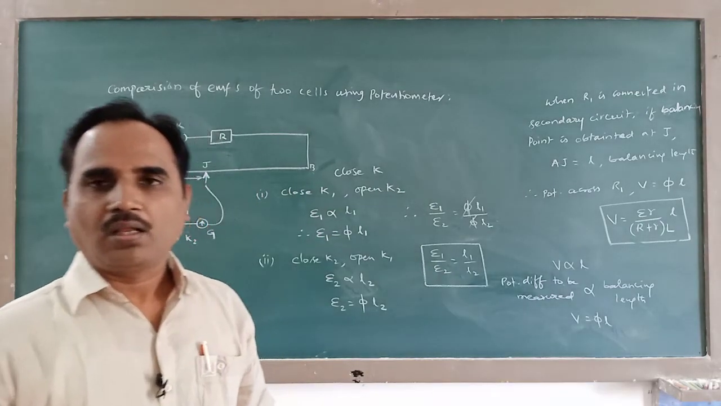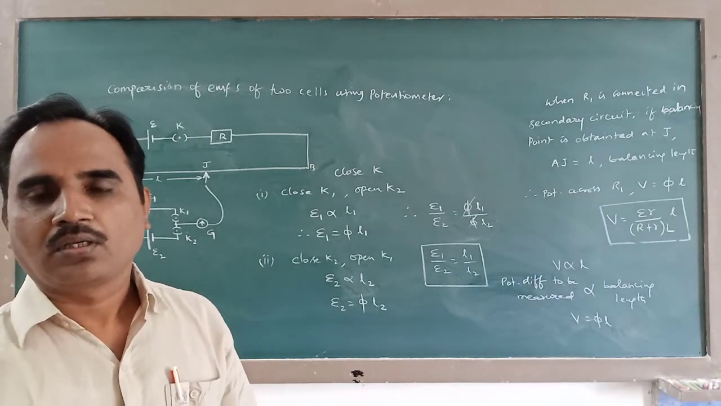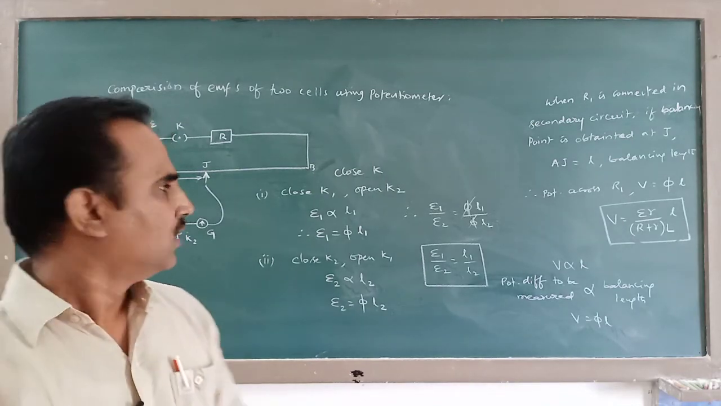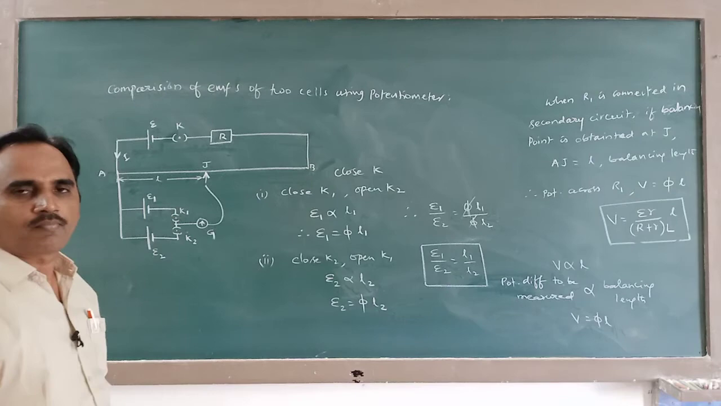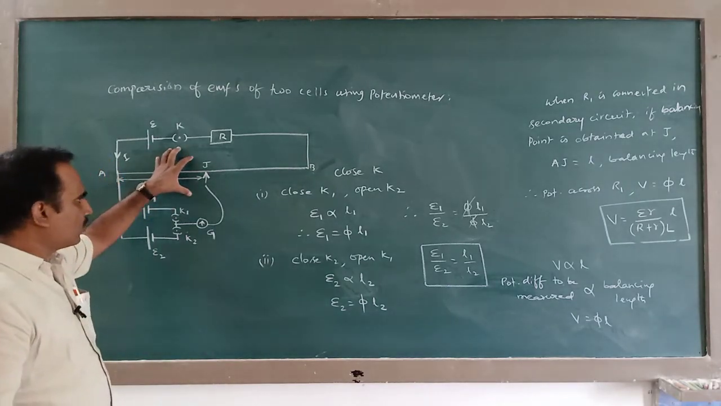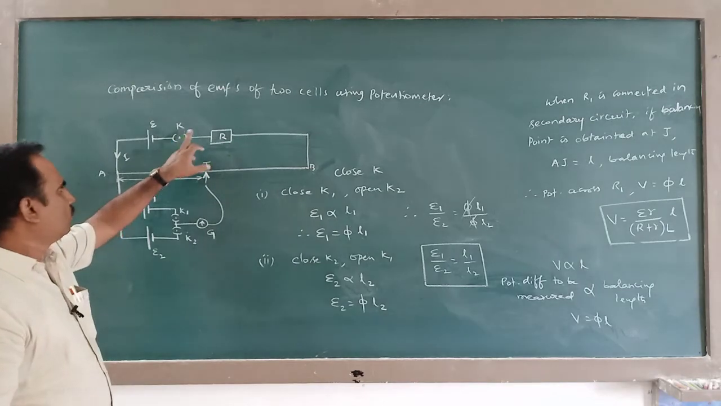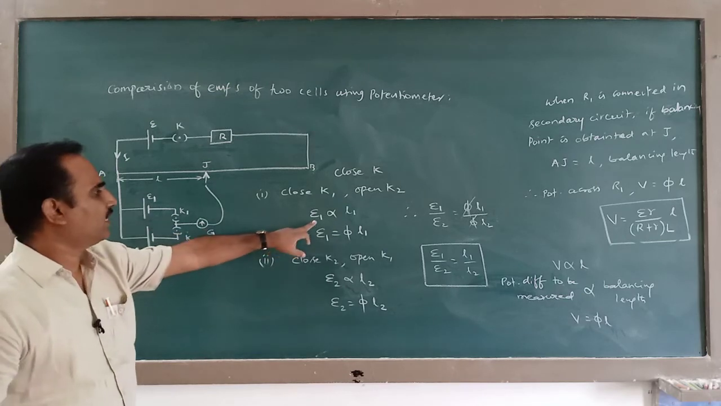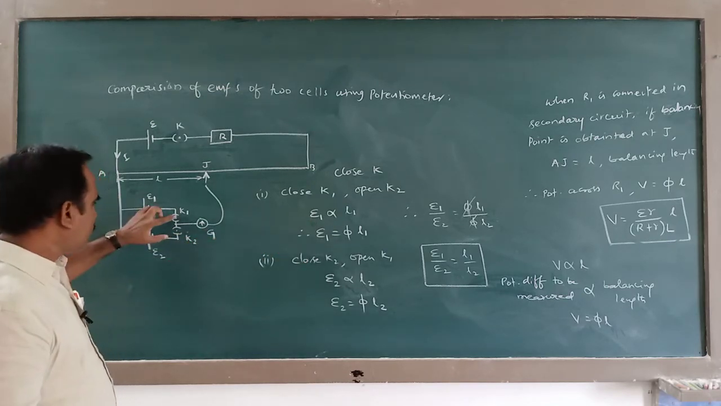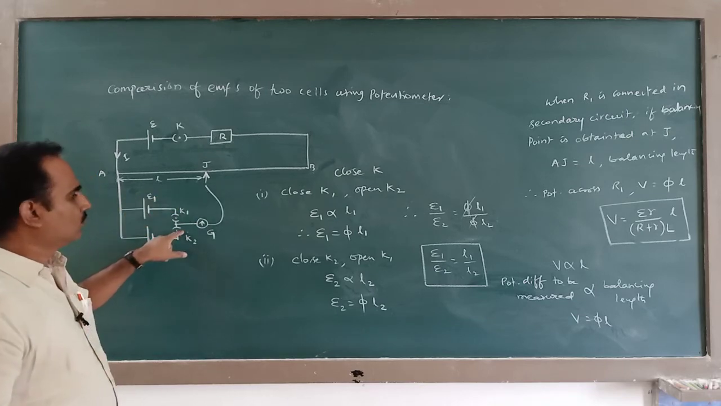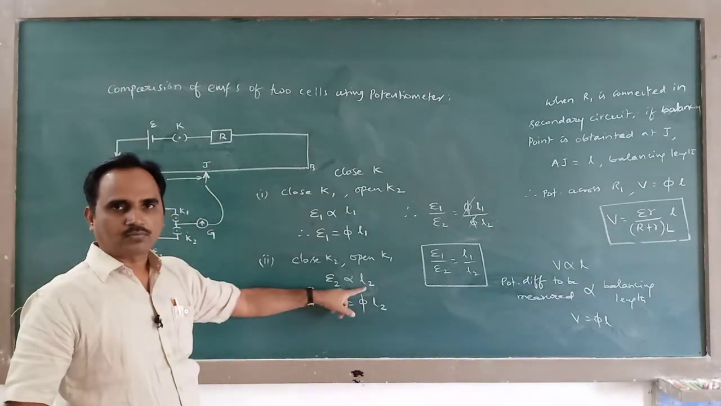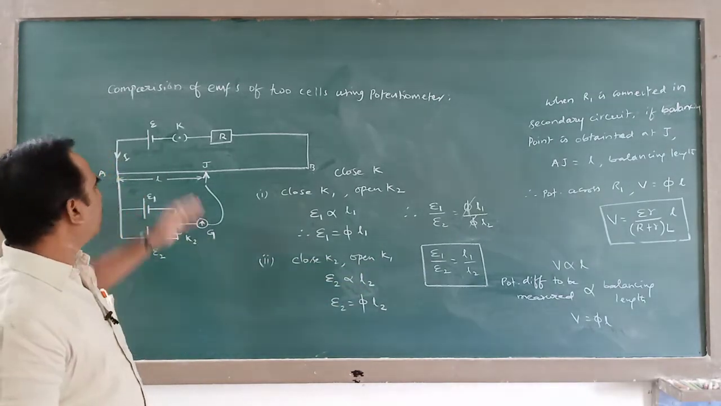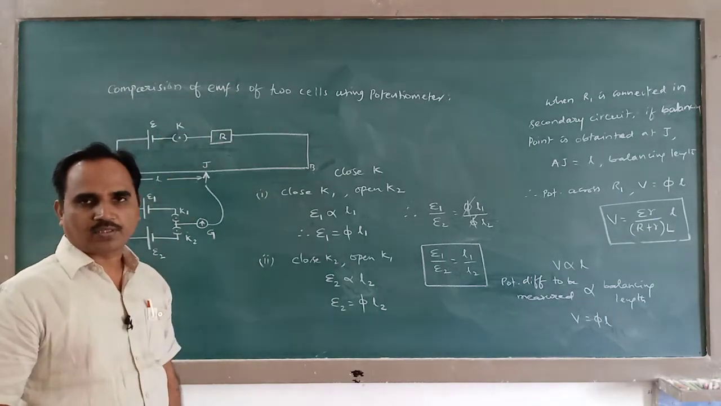This is the comparison of EMFs of two cells using a potentiometer. See, this is a very simple experiment. You just make the connections as shown in the circuit diagram. You close K1 and open K2, and you find the balancing length L1. Next you open K1 and close K2, then you find the balancing length L2. L1 by L2 will give you E1 by E2. So this is how one can compare the EMFs of the two cells using a potentiometer.